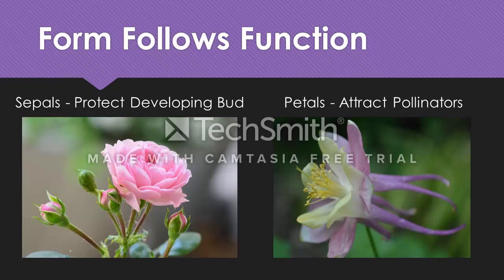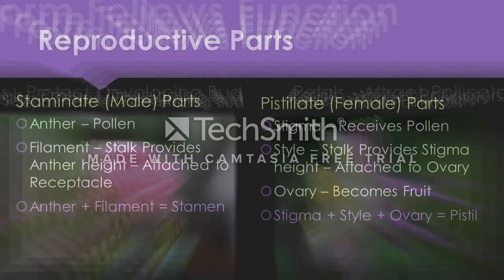The petals in the other picture attract pollinators. As you can see from the columbine, you see these deep spurs. Within the spurs are nectaries, and they produce nectar. And of course, this is going to attract all different types of pollinators. So their form follows their function.